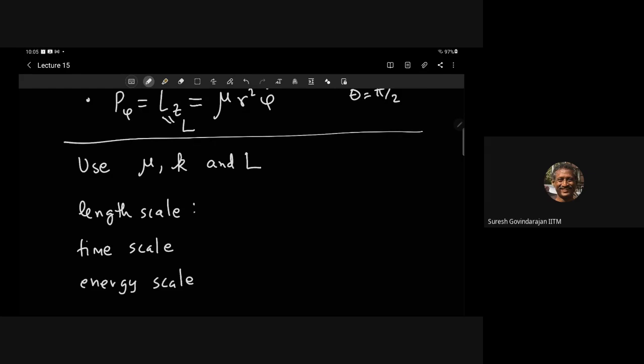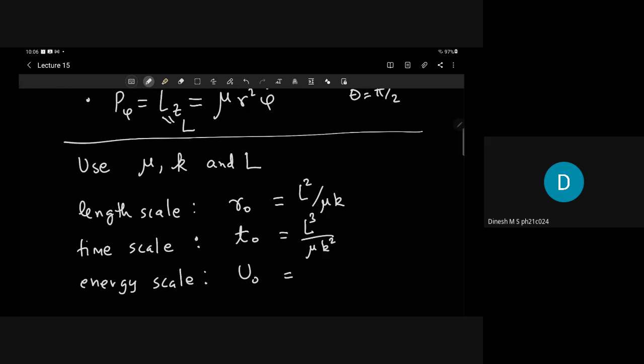Let's call the length scale R naught, the time scale T naught, and the energy scale U naught. I asked you to work it out, so can someone give me the answers? R naught is L square upon K mu. The time scale is L cube by K square mu. The energy scale is K square mu by L square.